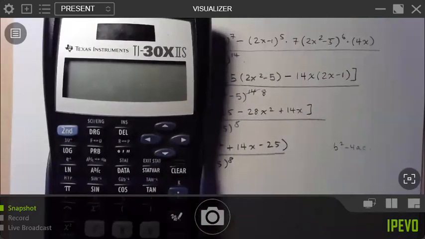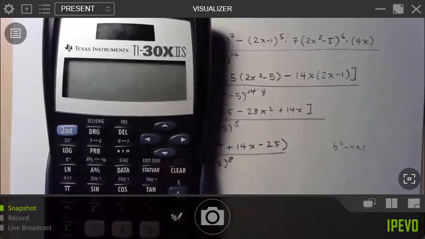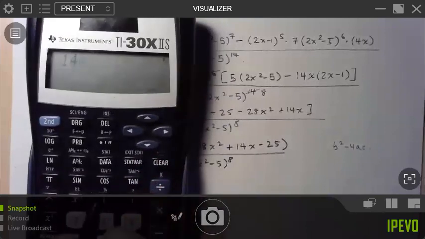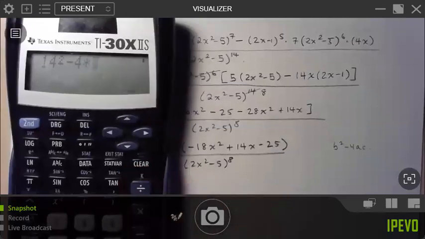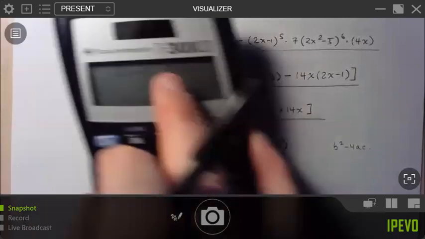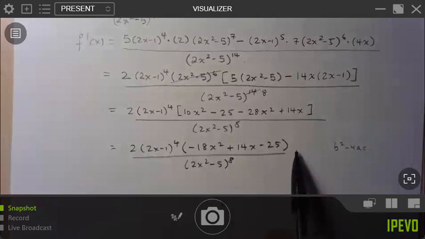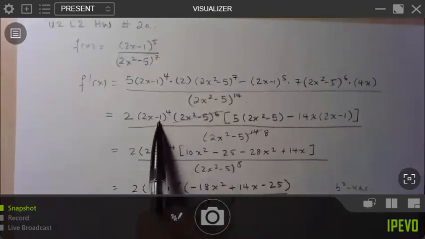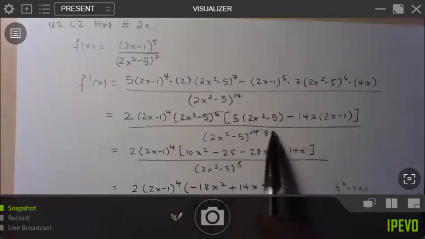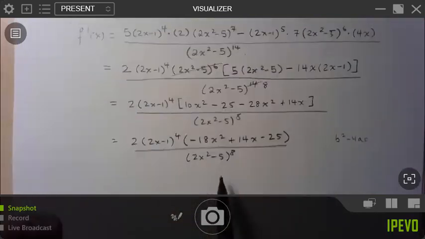But if this b squared minus 4ac is 0, so there's no square root, then it might be worth trying to factor. I suspect it won't. So here b squared, so 14 squared minus 4 times a, which is negative 18, times negative 25, and that is nowhere near 0. So that means I'm just going to leave this as is. No need to go further. But you see how once I factored these out, look how easy the algebra was.